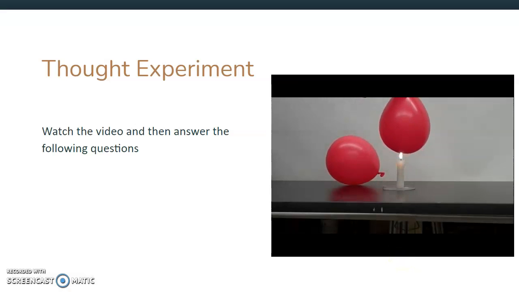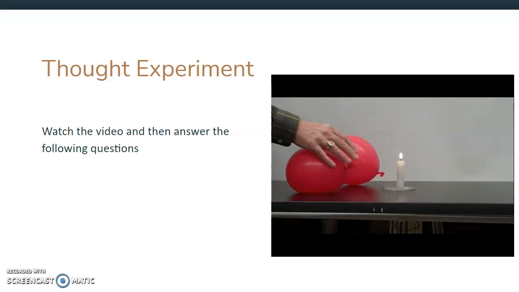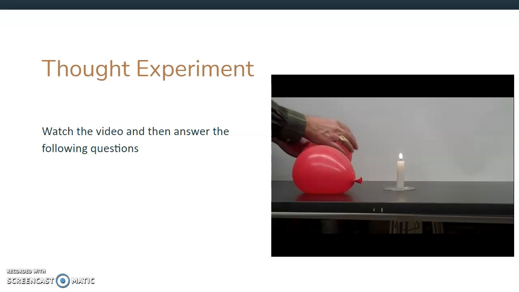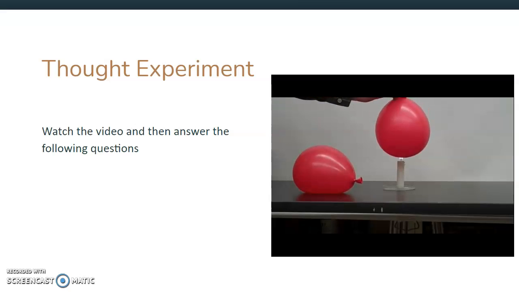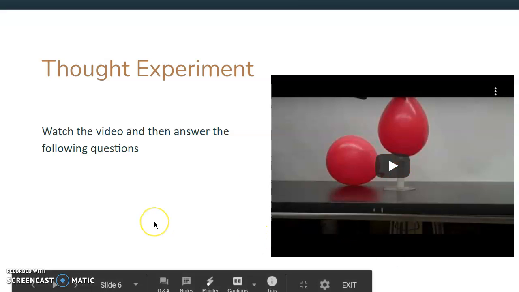We put it above the flame and nothing happens. Doesn't pop, nothing happens. We set it back down. We put the next balloon up against the flame and it bursts. So, some of the questions. What was in the first balloon? Do you guys have any ideas?